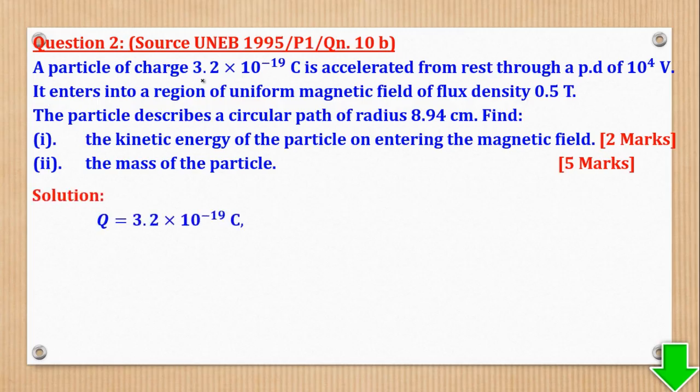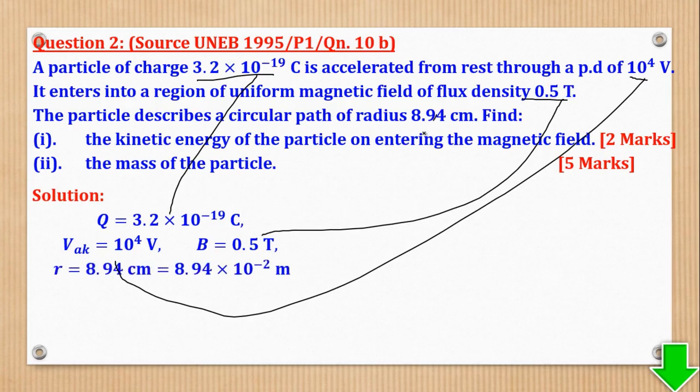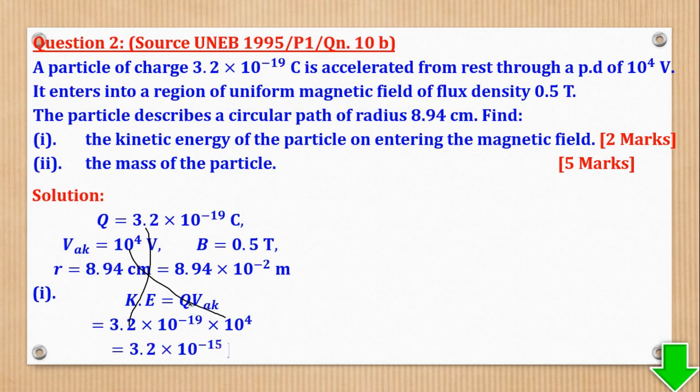So you shall say that Q is this, then accelerating PD is that, then flux density is that, and the radius is here. So you convert to meters to give you this. Okay. Then from 1 they wanted the kinetic energy of the particle on entering the magnetic field. We know that kinetic energy is equal to electrical work done, so it will be equal to Q times VAK. Therefore, substitute for Q and for VAK to give you the kinetic energy they wanted. That was Roman 1.